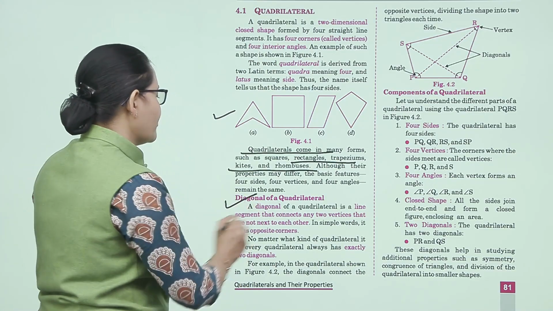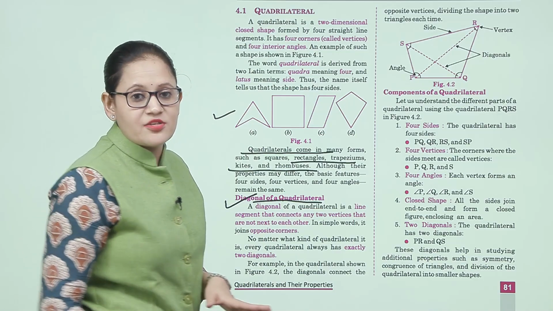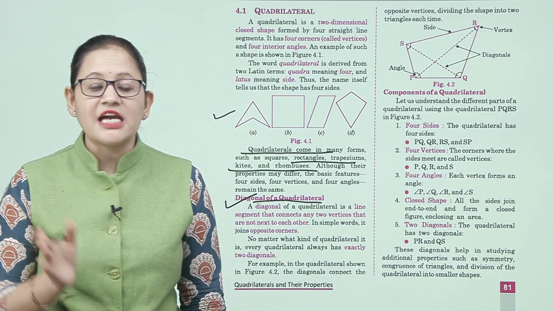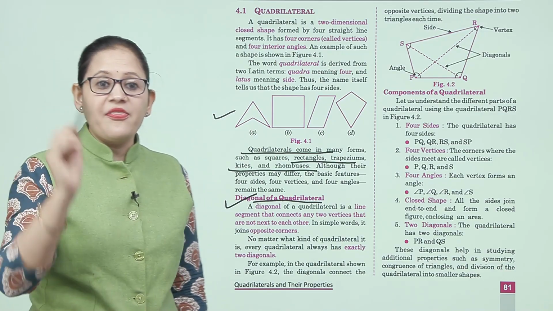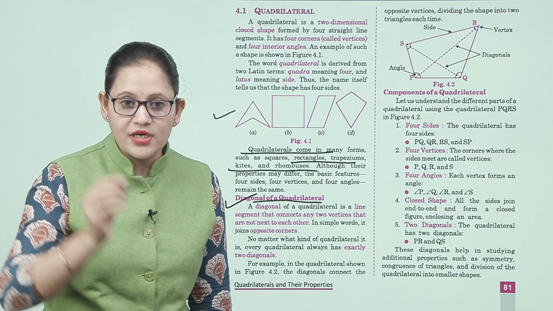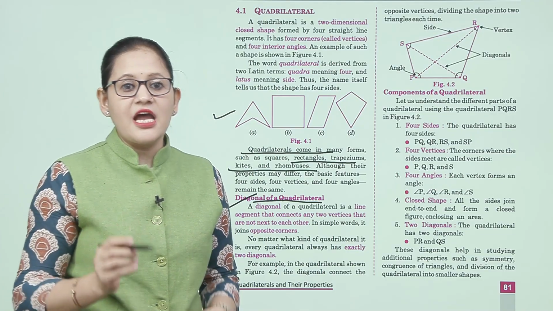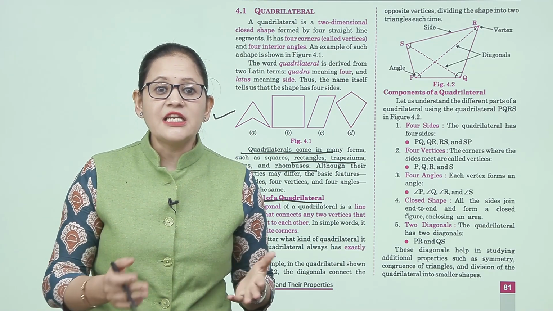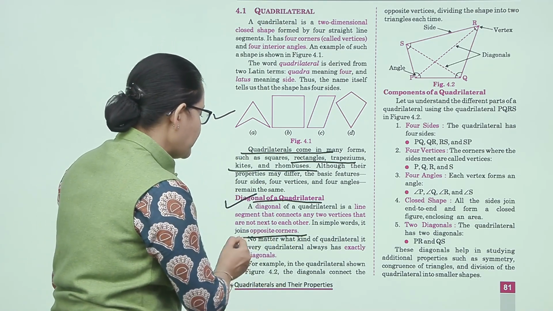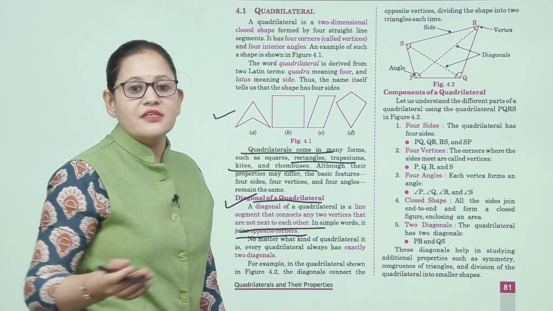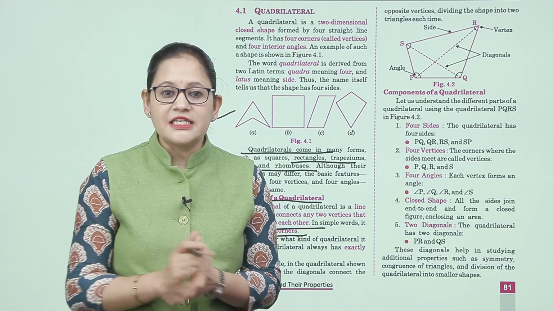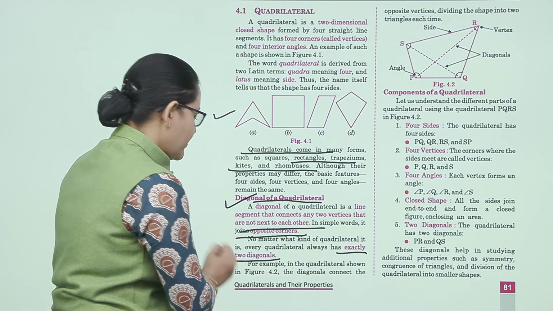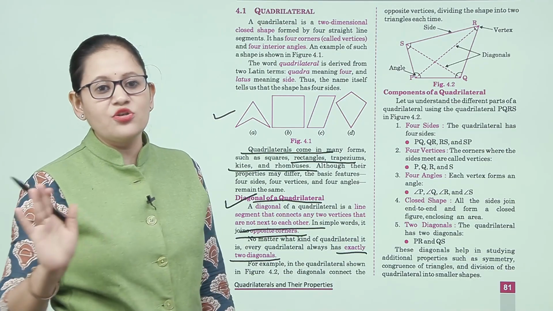Now, we'll talk about the diagonals of the quadrilateral. The diagonals of a quadrilateral are the line segments that connect any 2 opposite vertices, not the ones next to each other. In simple words, a diagonal joins opposite corners. No matter what kind of quadrilateral it is, every quadrilateral always has exactly 2 diagonals. Clear? In a quadrilateral, there are only 2 diagonals.